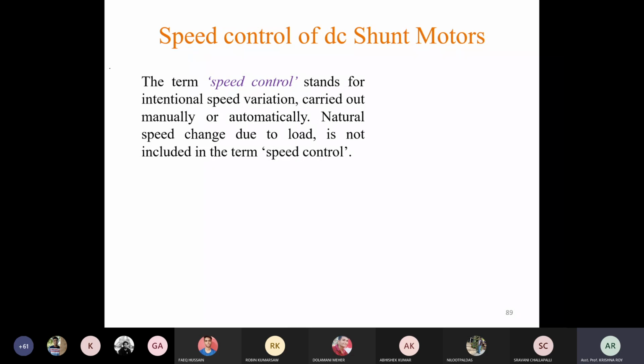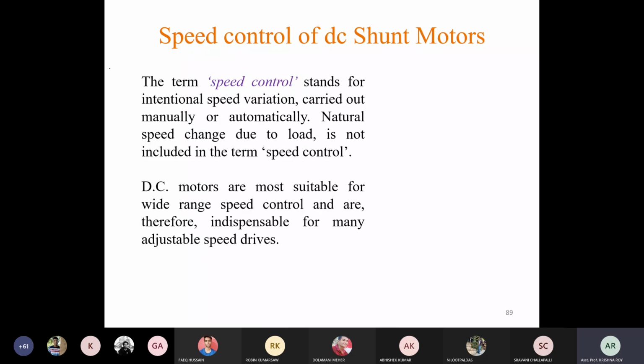Consider the movement of a train from one station to the other. First of all, it will accelerate, then it will run with a uniform speed, which is known as free running. Then when the train approaches the next station, it will reduce its speed, and then it gets stopped at the next station. Okay, so that is intentional variation depending on the situation. Okay, is it clear? Anyone having any question or doubt?